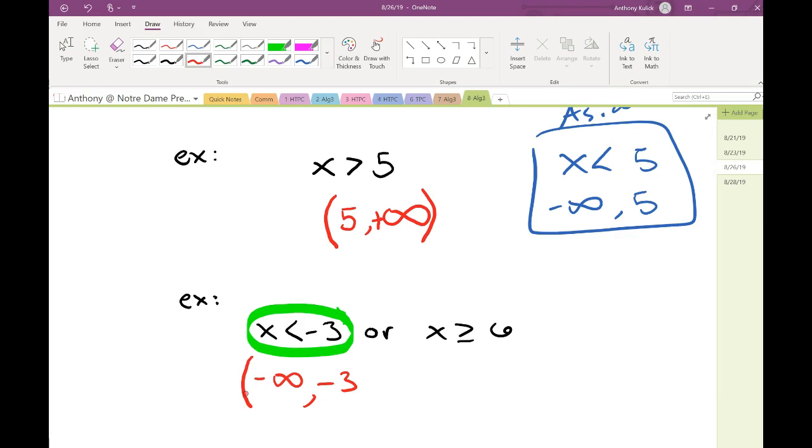Now let's look at the negative 3, bracket or parenthesis. What kind of inequality do we have? A strictly less than. So should we use a parenthesis or a bracket? Parenthesis.